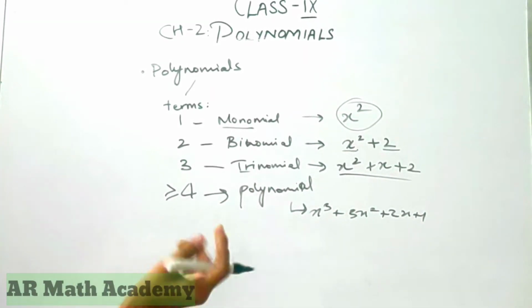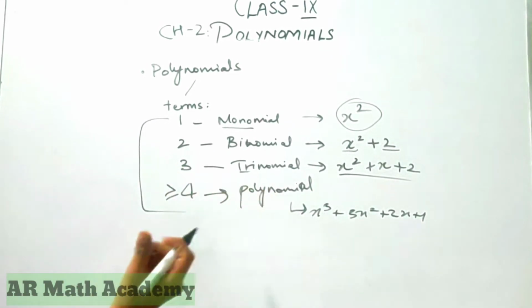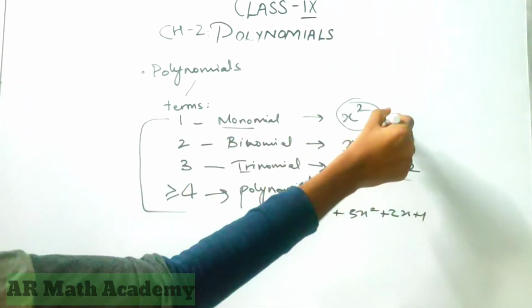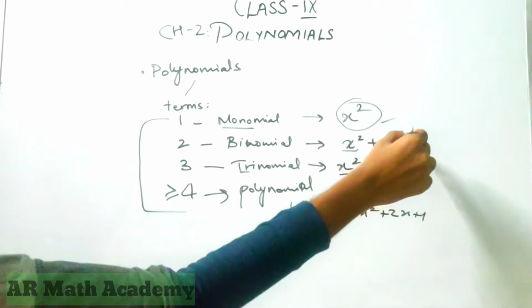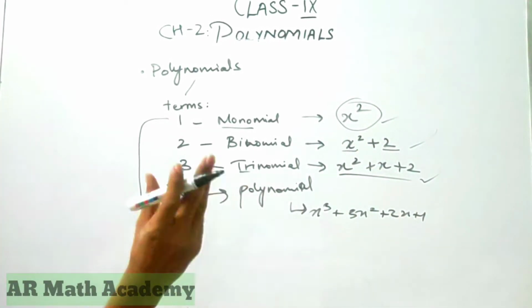But in general, we call all these terms polynomials under a certain basis. So this is also an example of a polynomial. This is also an example of a polynomial, and this is also an example of a polynomial. Well, why do we do this?